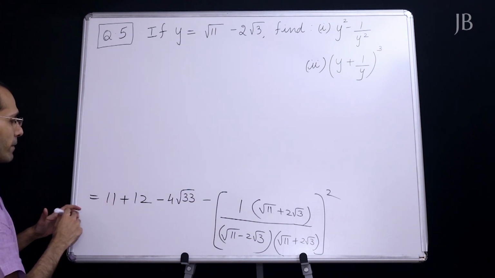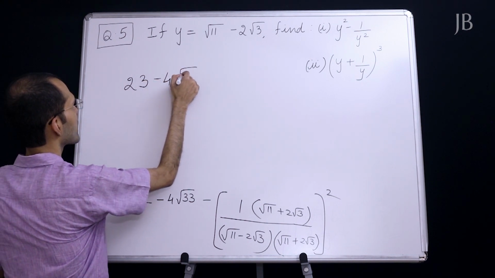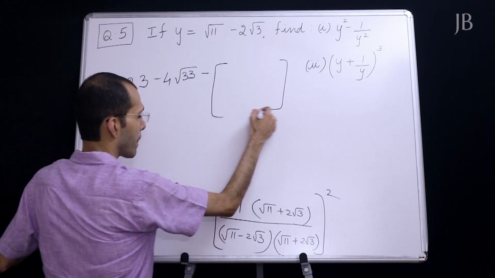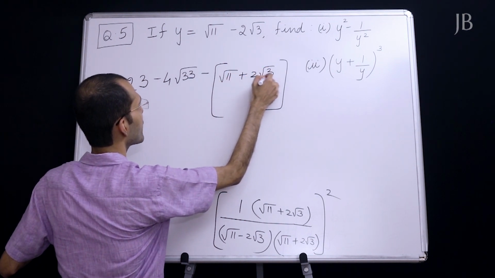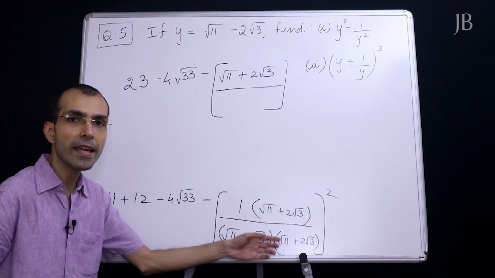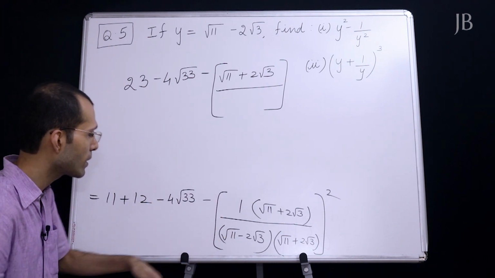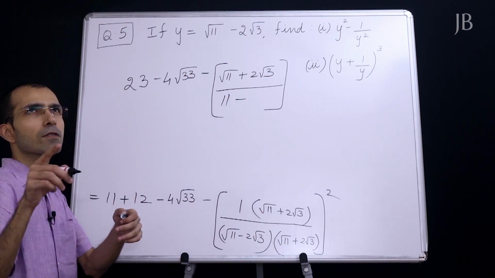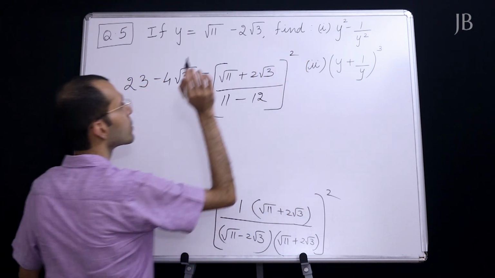Now this we can simplify. 11 plus 12, that is 23, minus 4 root 33, minus, this will be root 11 plus 2 root 3 upon, this is a minus b into a plus b. So this will be a square minus b square. So I am doing that mentally. So a square will be 11 and b square is 2 root 3 the whole square. So that is 12. Okay. Do not forget to put this power 2.